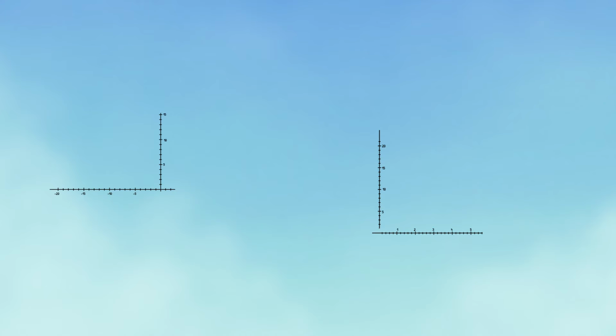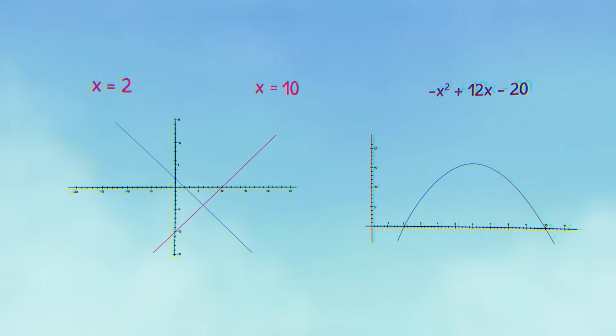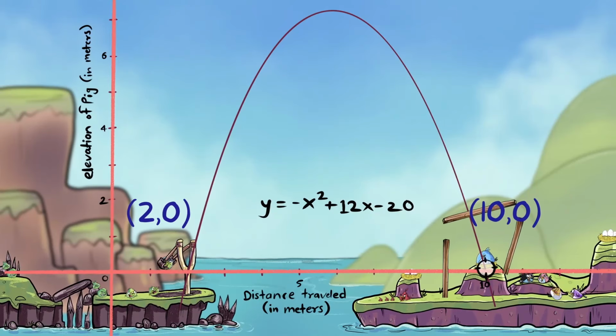Therefore, we can find the zeros of a quadratic function by finding the zeros of the simple linear functions that are its factors. In our case, the zeros of the polynomial negative x squared plus 12x minus 20 are equal to the values of x which make negative x minus 2 and x minus 10 equal to 0. In other words, x equals 2 and x equals 10 are the two zeros. Feel free to build your shelters at these points and protect the pesky pigs from killing the angry birds.